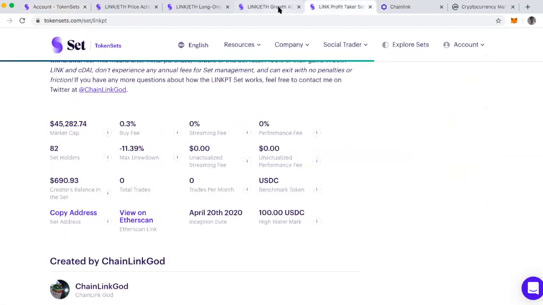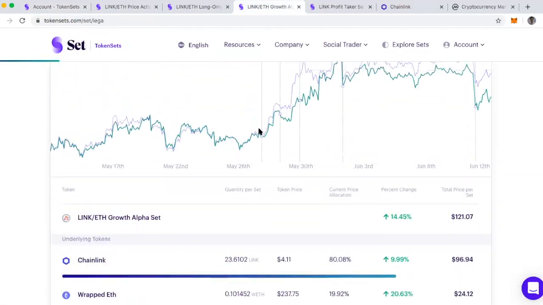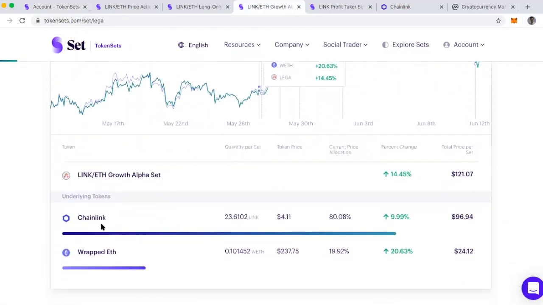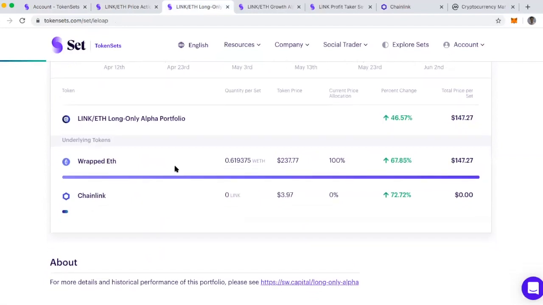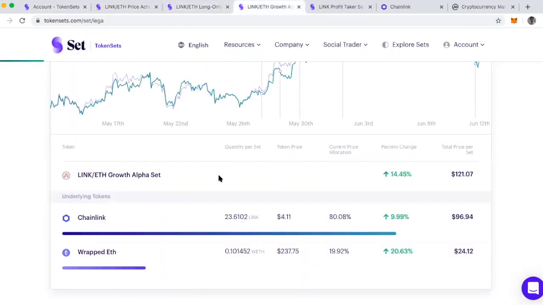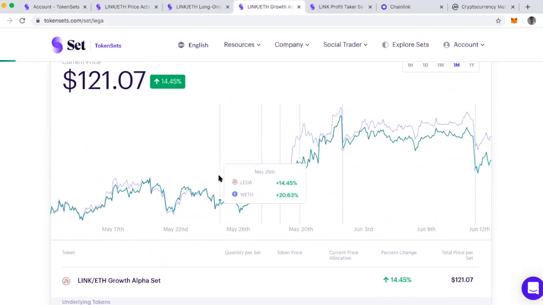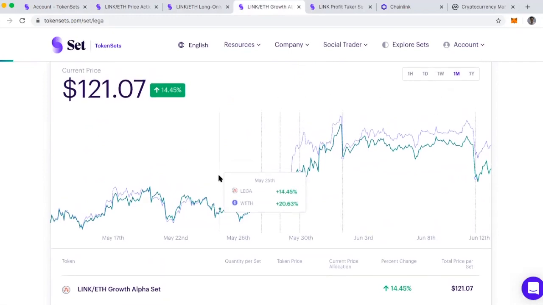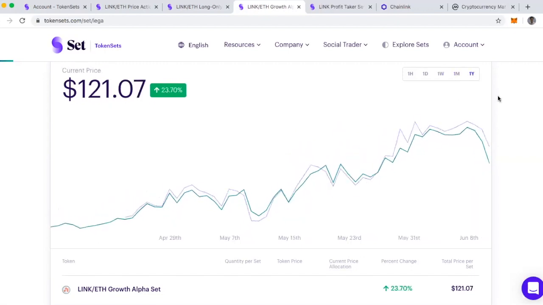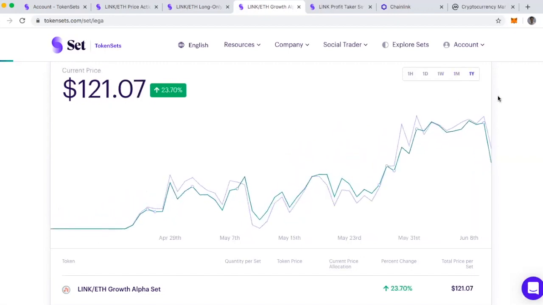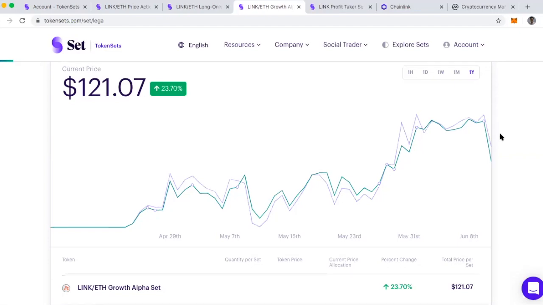So let's go ahead and take a look at what's happened over that time frame. So we are trading between Link and ETH, which was the case with the top performing set as well. And yeah, all of these so far have been Link and ETH based. Okay, so different time frame, but using the same tokens. And if I look back as far as I can to around April 27th. So this set is barely a month and a half old.